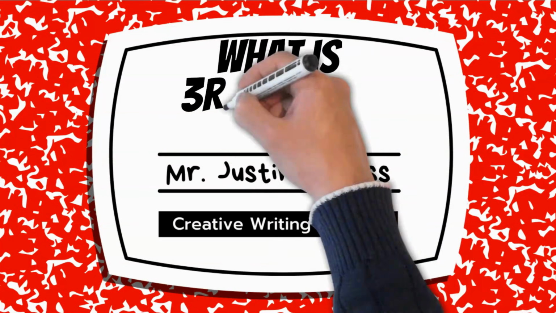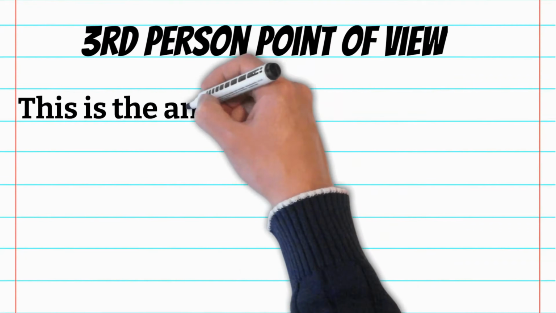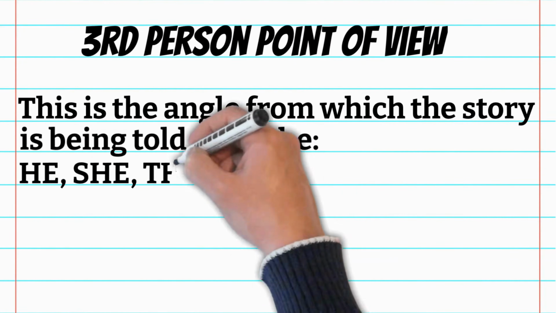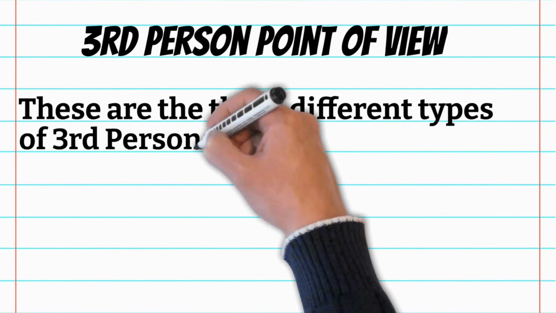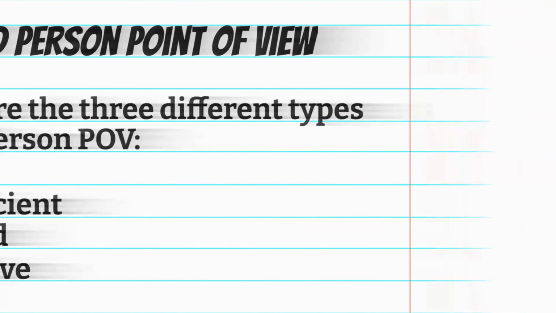In this video, I'm going to be going over what is third person point of view. This is the angle from which the story is being told from. It is the he, she, they point of view. These are the three different types of third person point of view: omniscient, limited, and objective.